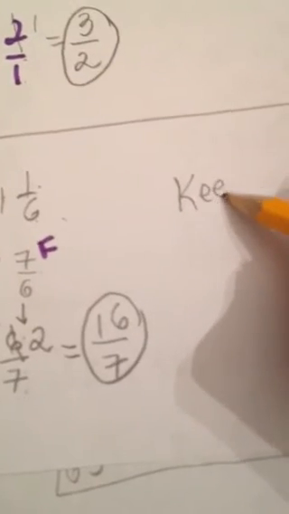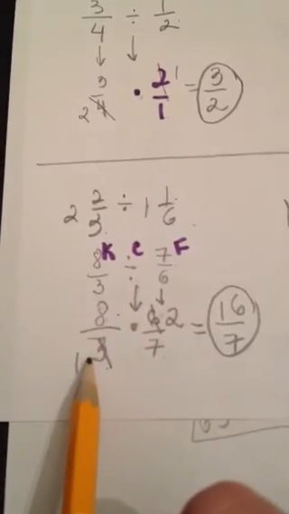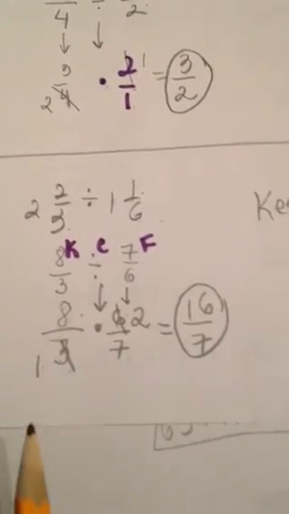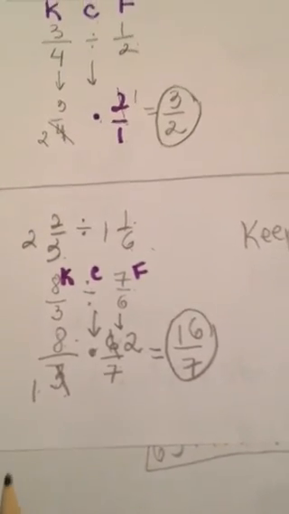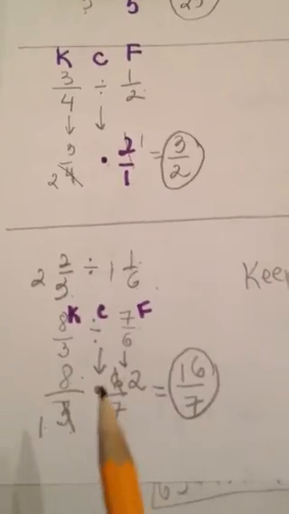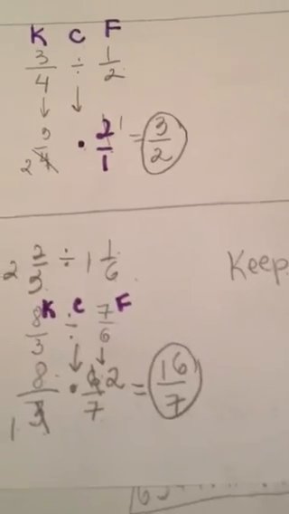Again, you guys, the rule today is keep, change it to a multiplication, and then flip it. Keep, change, flip. So keep it, change it to a multiplication, flip it, and then you know what to do with that. Okay? Again, these examples are on page 221, but they don't talk about keep, change, flip. They don't use those words, but the examples are exactly the same thing.